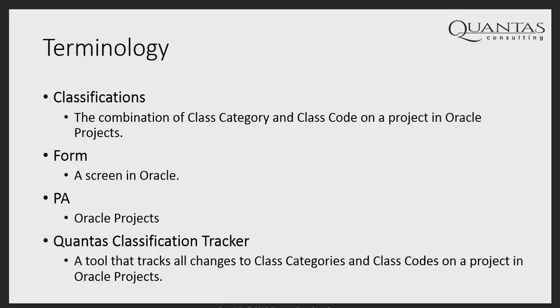So the terminology, we'll touch on this really quickly, but classifications is just a combination of class category and class codes on a project in Oracle projects. A form is a screen in Oracle. When we refer to PA, it's Oracle projects. And the Quantas classification tracker is a tool that tracks any changes that occur on classifications on a project. And that's a separate tool. Again, you can check that out at the end of the presentation. I'll give you a link to that information.